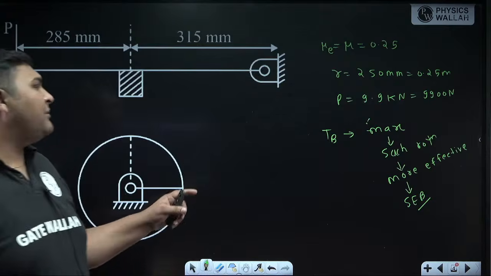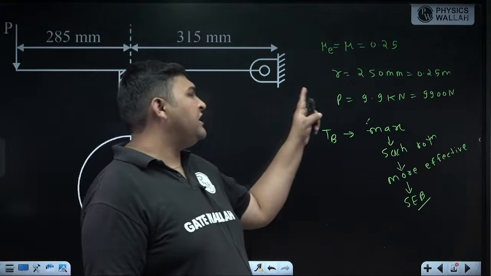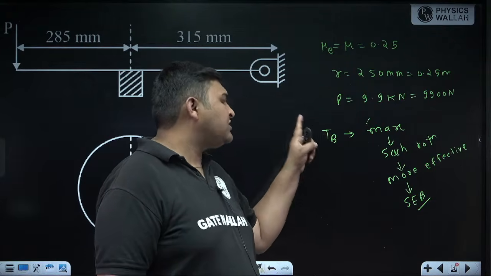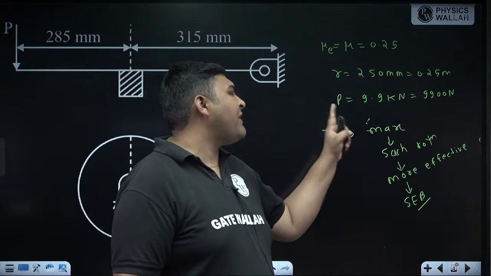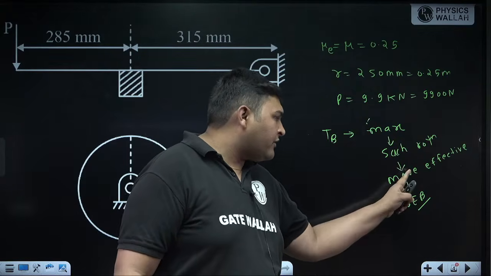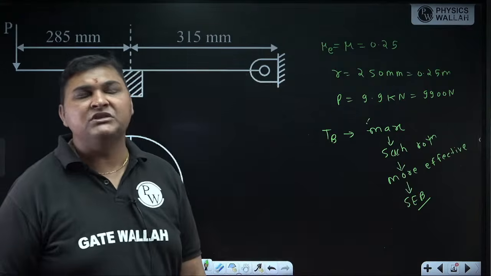If you want the more effective condition in a shoe brake, it is only possible when it is self-energizing. So if this type of question comes, where P is given and you have to calculate TB, but take that rotation of the drum in which TB is maximum, then we want the more effective brake, and for that the brake should be self-energizing.